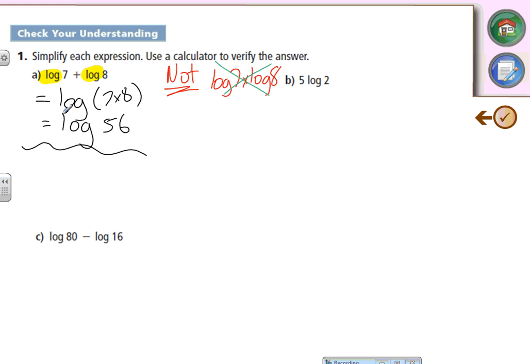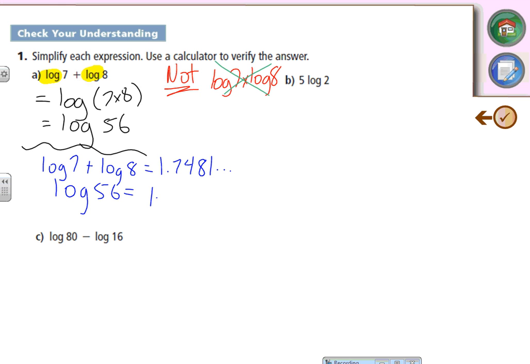You could punch that into your calculator. The way you would verify with the calculator is you punch log of 7 plus log of 8. In your calculator, you get 1.7481, dot, dot, dot. If you plug log of 56 into your calculator, you'll also get 1.7481, dot, dot, dot. So that verification is a great way to use some of your multiple choice questions.